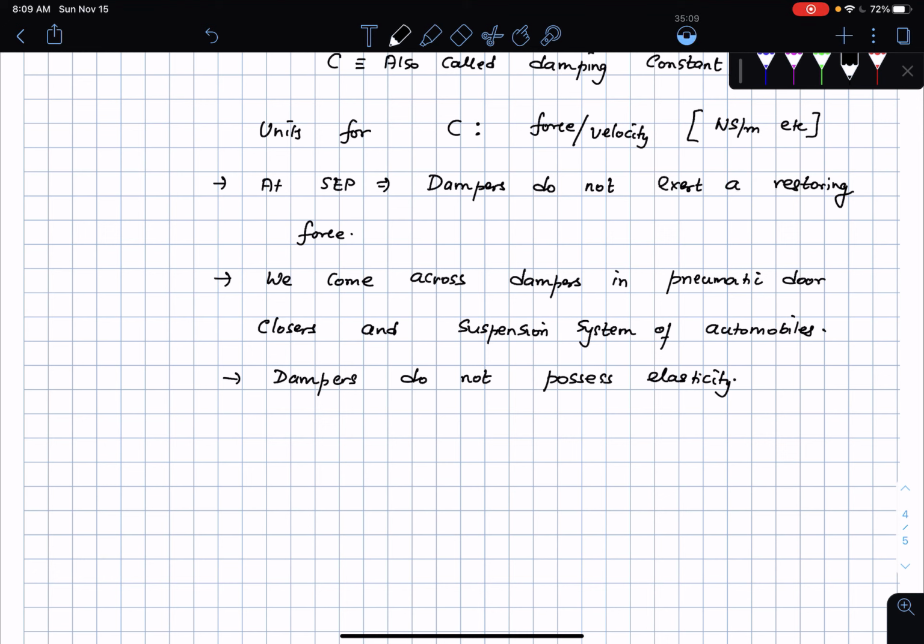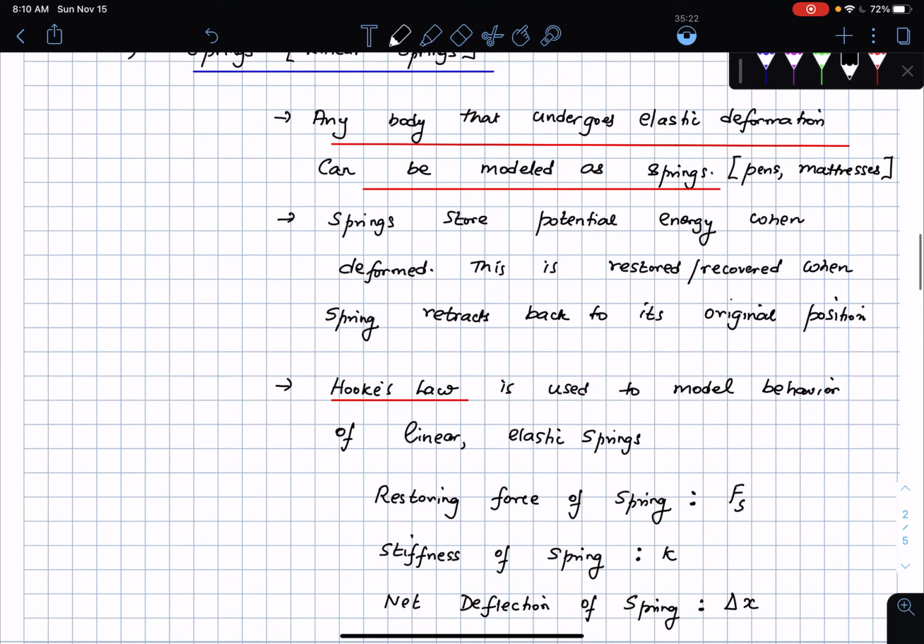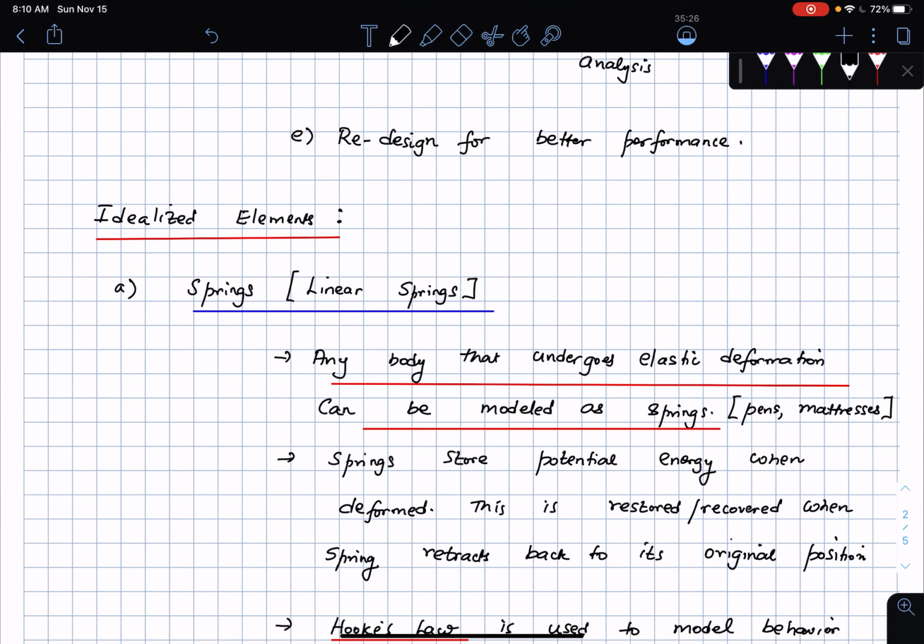a damping element is going to have its own mass. But we are using an idealized element, and the meaning of the idealized element is that the springs and dampers do not have their own masses. They are considered massless. Okay, so this is the first thing I'm going to go back and write down here when we talk about idealized elements. So the springs and dampers are considered massless.